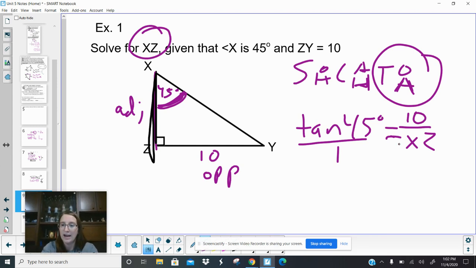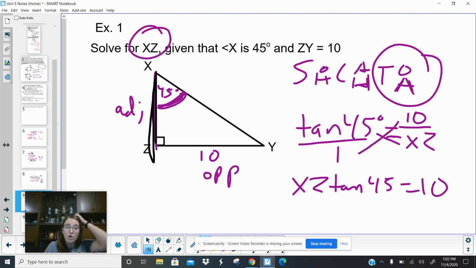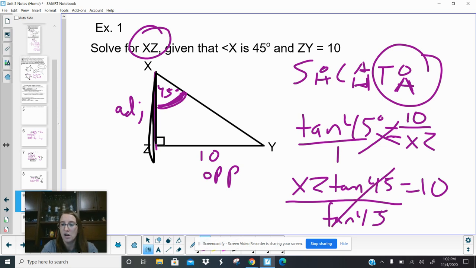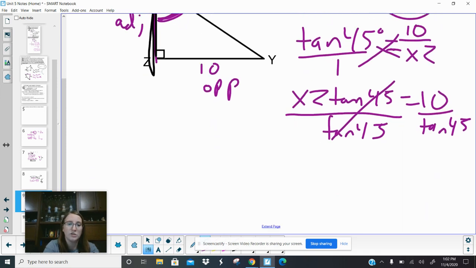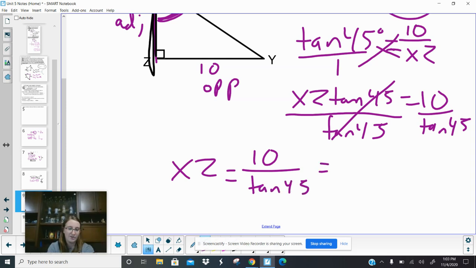Okay, so cross multiplying, we get xz times tangent 45. xz I'm going to put out in front, tangent 45, and we have 10 times 1 is 10. So again, this is a situation where we do not have xz by itself. When what you're looking for is not by itself, then we will divide away the trig function. That's gone. And then this is what we'll plug into the calculator. So our answer for xz into our calculator is 10 divided by tangent 45. Take a moment, use Desmos if you need to, and plug that into the calculator.